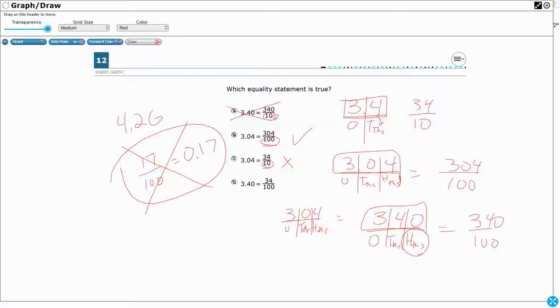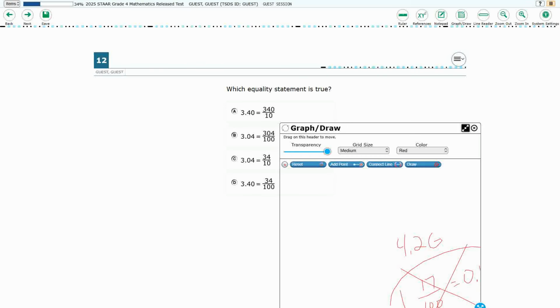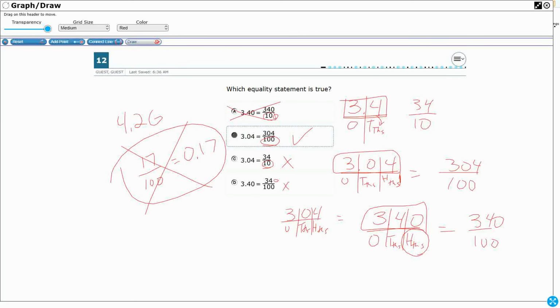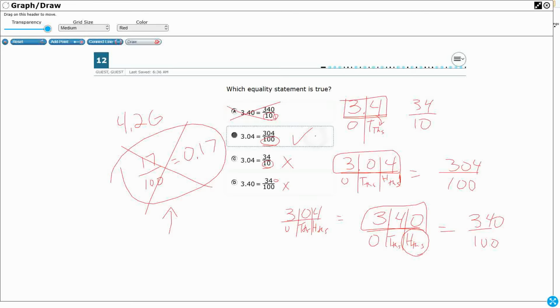And it needs to be 340, not 34. So that doesn't work. So our answer here is B. But you see all that work we had to do? Our problems are much more difficult. We're not doing these anymore.